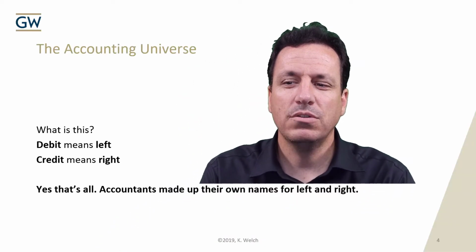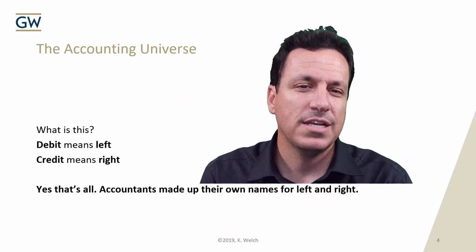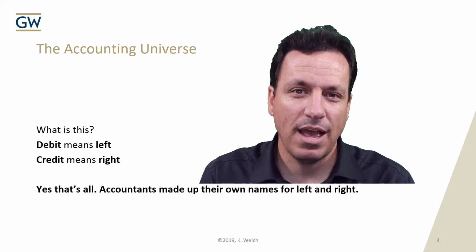People come in having heard and even used the words debit and credit in the past, and they think they know what they mean, and they have no clue. And some of you are like, oh, no, wait a second. I got one of these cards. It's a debit card, and I got a credit card. I know what a debit and credit is. I use those cards all the time. I've used them for decades. Hey, guess what? That has nothing to do with it. Debit means left. Credit means right. And that's all. Accountants have come up with our own names for what left and right is. Debit means left and credit means right.